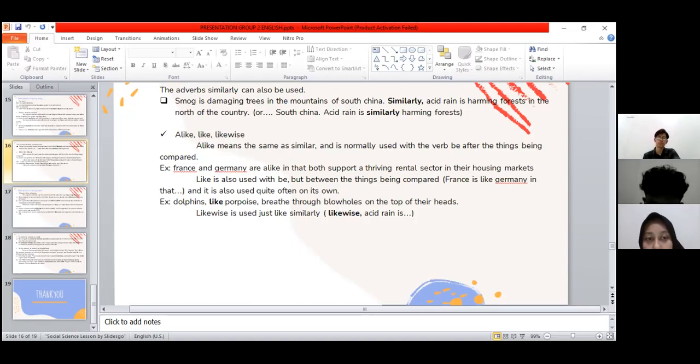Example, France and Germany are alike in that both support a thriving rental sector in their housing markets. Like is also used with be, but between the things being compared. France is like Germany in that, and it is also used quite often on its own. Example, dolphins like porpoises breathe through blowholes on the top of their heads. Likewise, it's used just like similarly. Likewise, acid rain is.